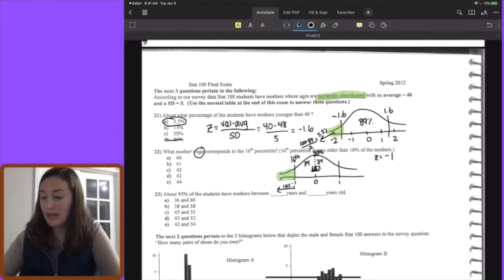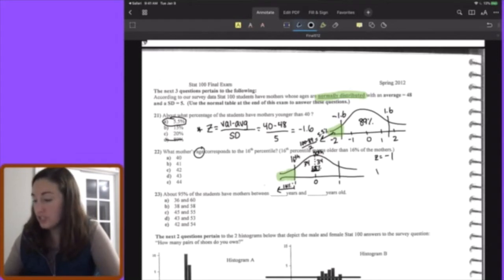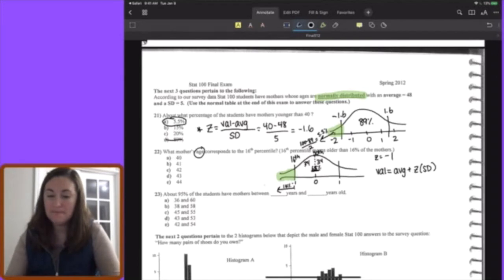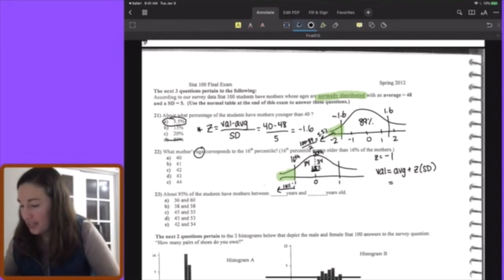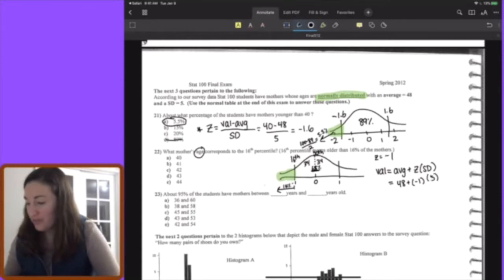So if I look back up in question 21 at the z-score formula, I can rearrange it to solve for value. So value is just the average plus the z-score times the SD. My average in this case is 48. I know my z-score is -1, and then my SD is 5. So 48 minus 5 is 43.